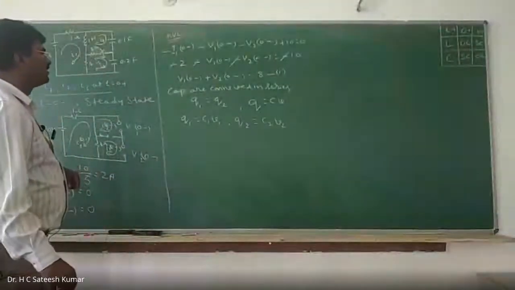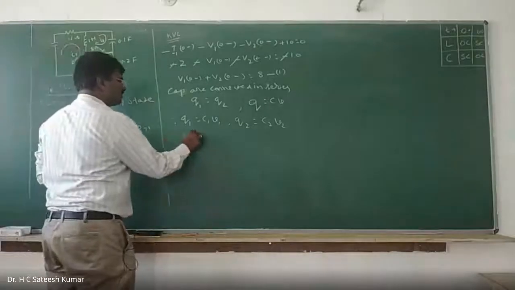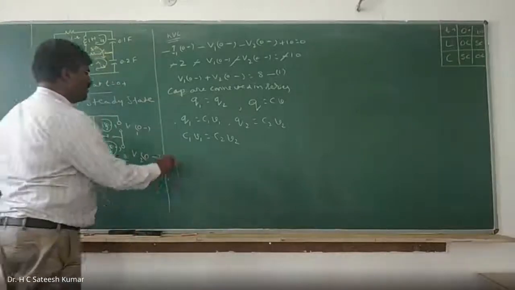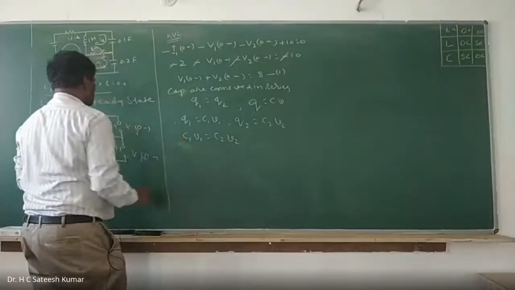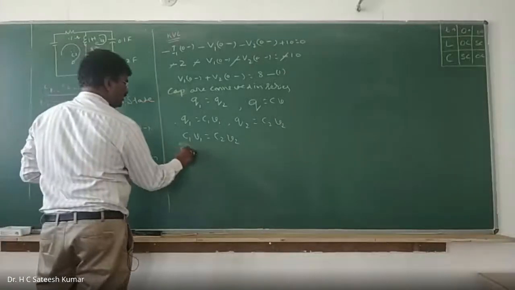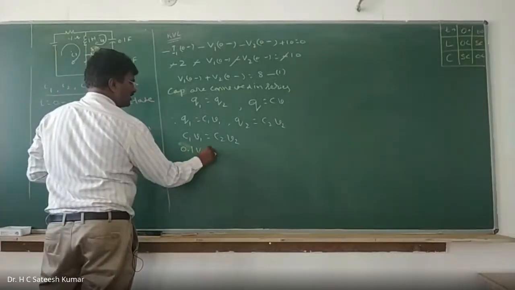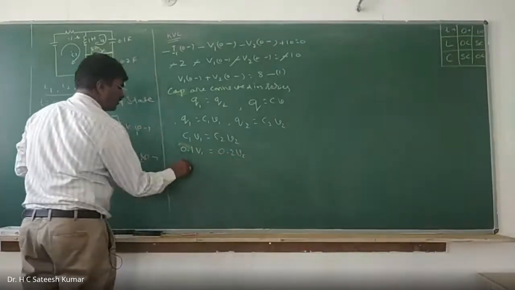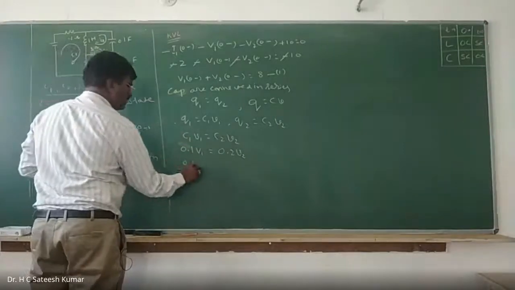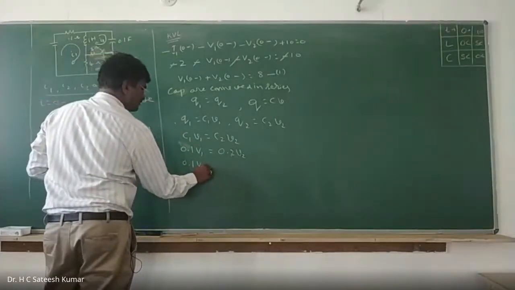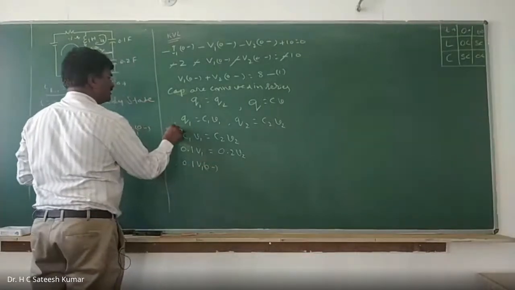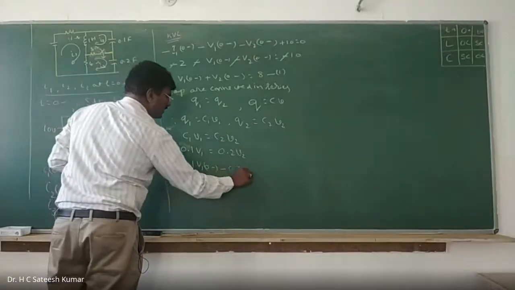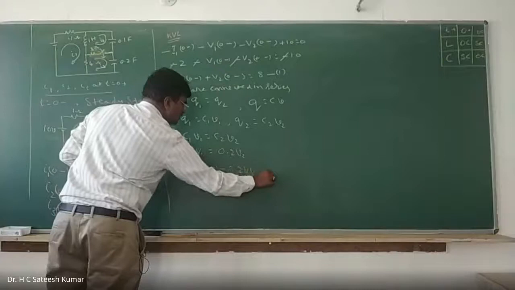Therefore, C1 V1 is equal to C2 V2. So V1 by V2 is equal to C2 by C1. C1 is 0.1, so 0.1 V1 is equal to 0.2 V2. So therefore, at t is equal to 0 minus, 0.1 V1 0 minus minus 0.2 V2 0 minus is equal to 0.